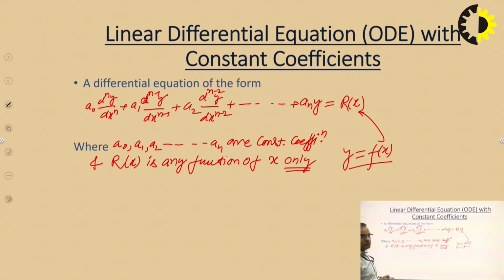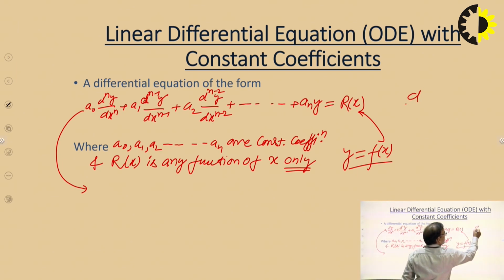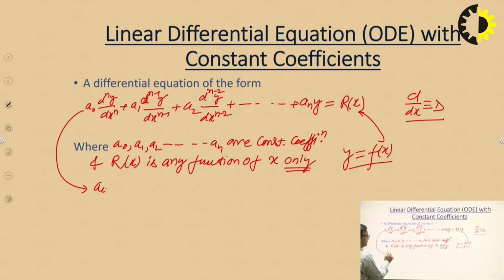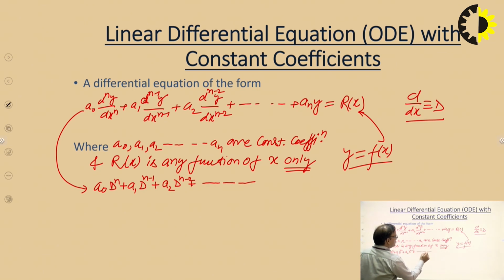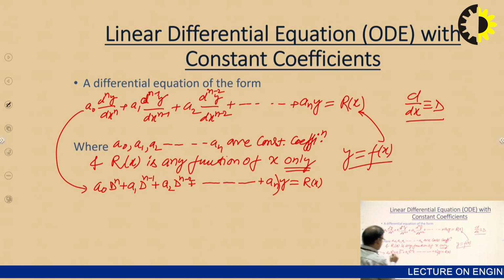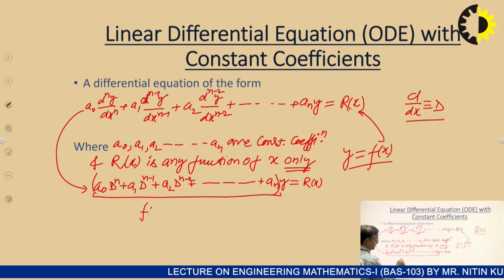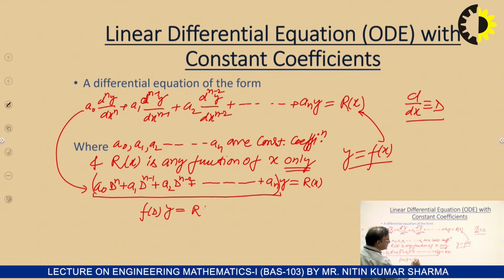Okay. Now, to study this kind of equation in detail, whenever we are going to solve these equations, we have to convert this form using the notation d over dx as operator D. Then it is converted into a naught D raised to power n, a1 D raised to power n minus 1, a2 D raised to power n minus 2, and so on, plus an, y is equal to R(x). After that we take y common from all these, then this is a polynomial in D. So we can write this polynomial as f(D) y, and on the right hand side we have R(x).